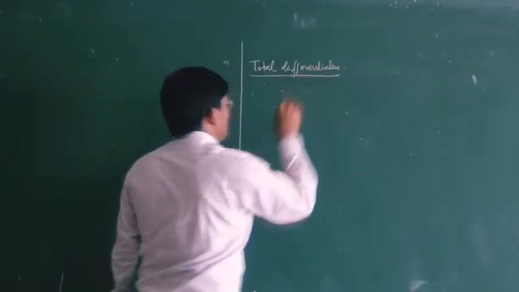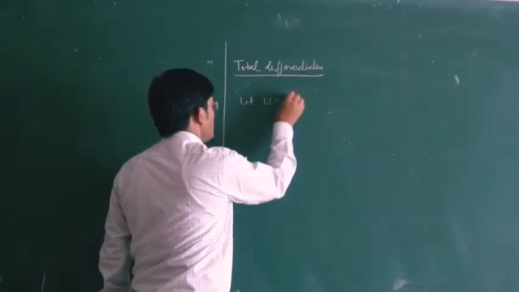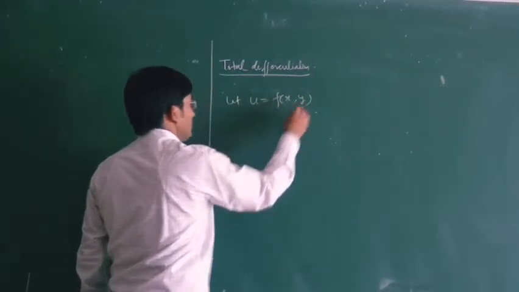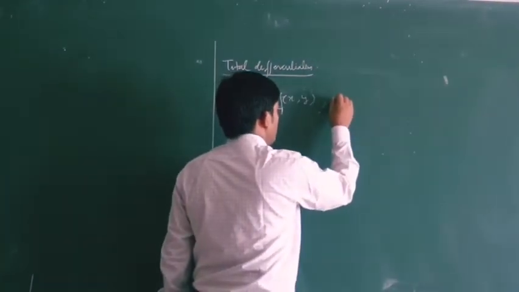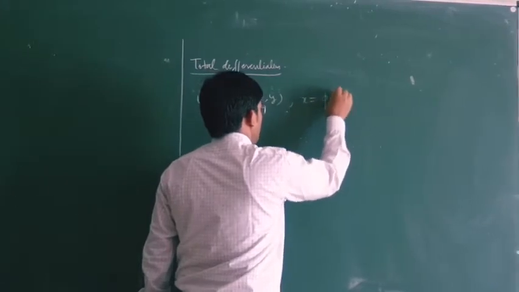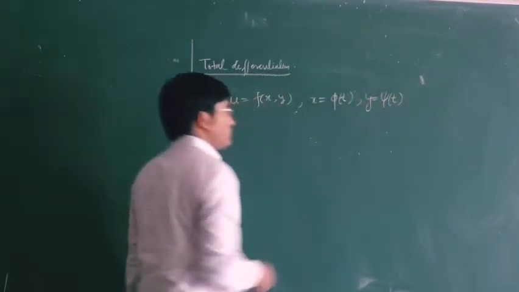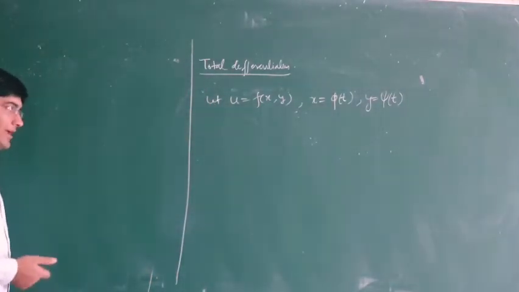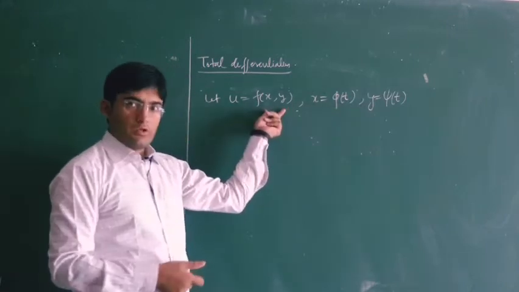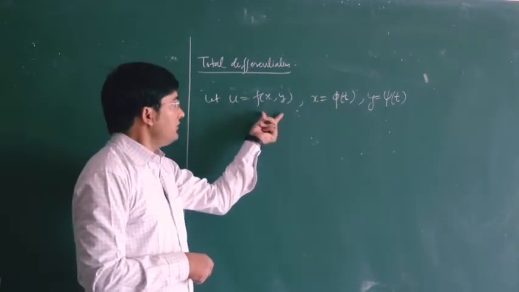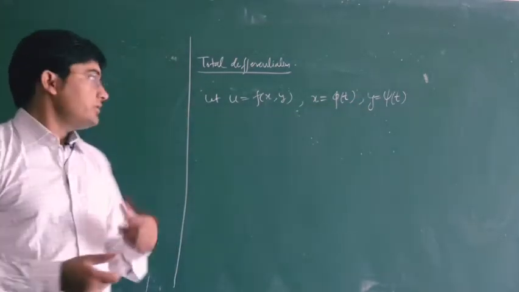So let's assume that u is a function of the independent variables x and y, and let x be another function of t and y be another function of t. Now we have two choices. Either we can put the value of x and y here, then we will have just one independent variable, that will be t, and you can directly find out its differentiation.